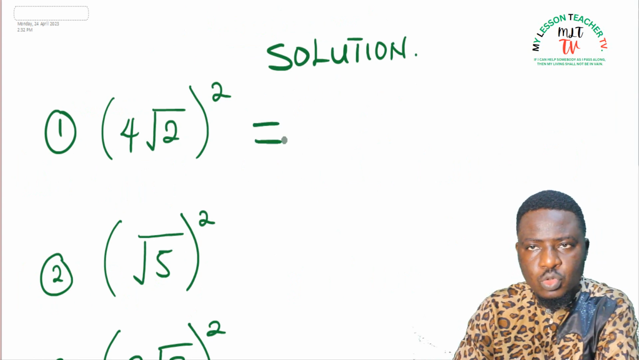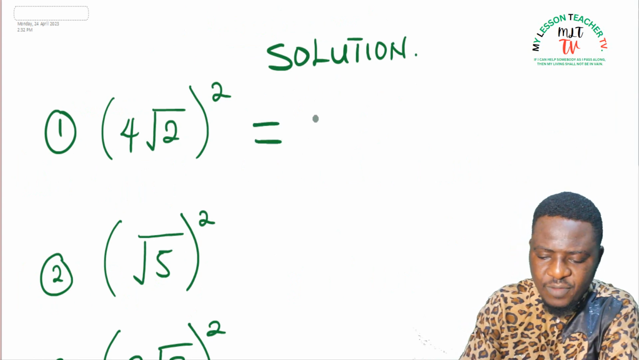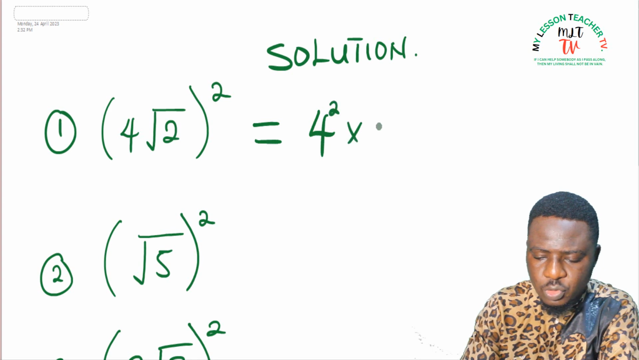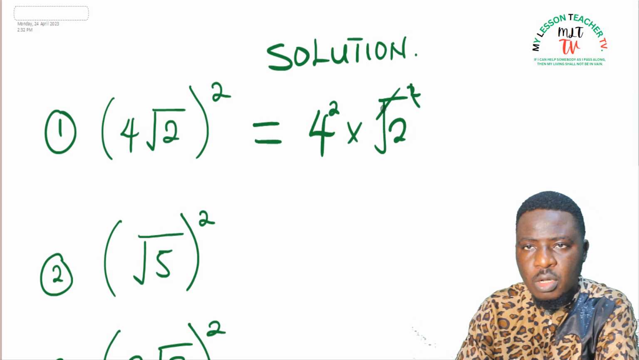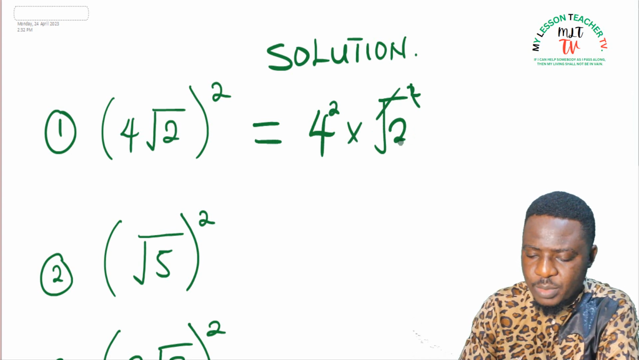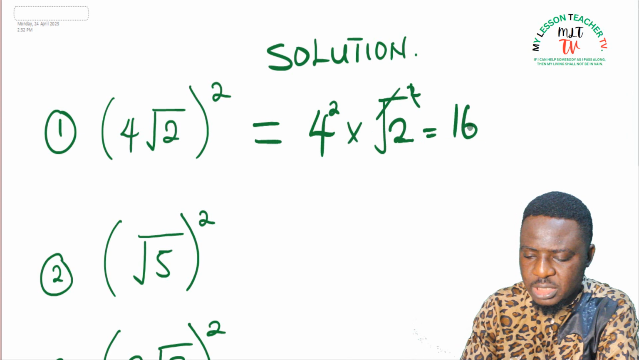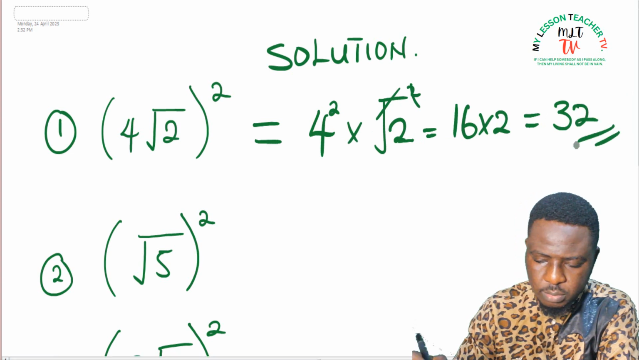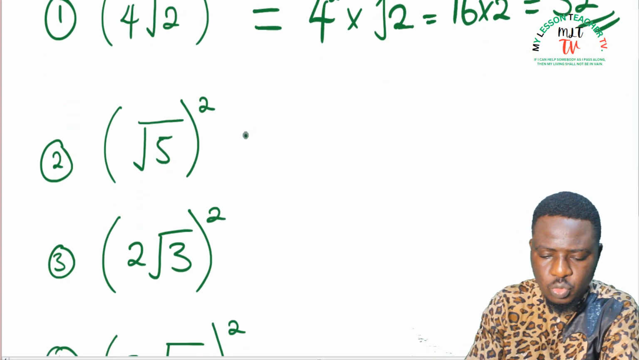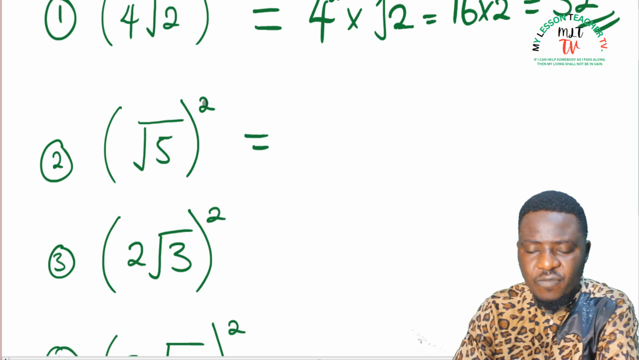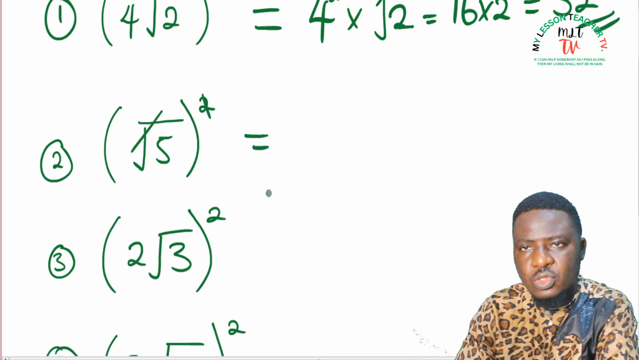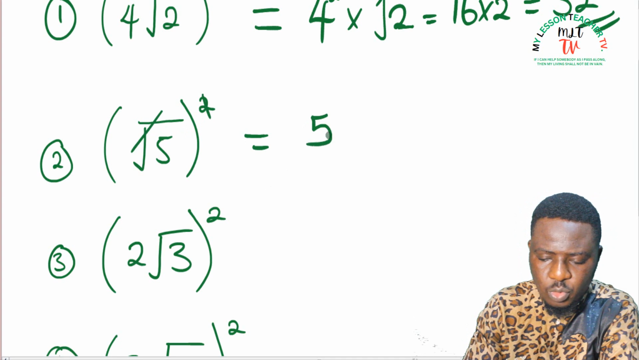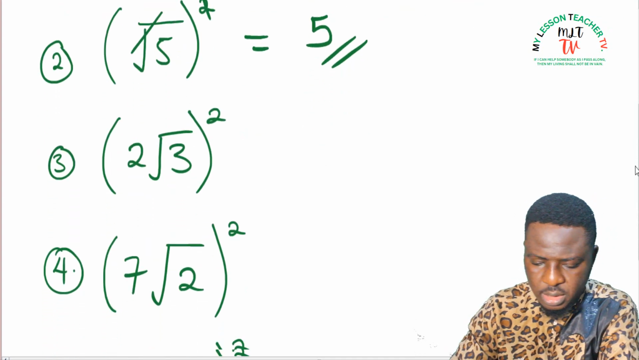Bracket 4 root 2 squared can be simplified to be 4 squared times root 2 squared. And the square root of a square is said to be that number, so that this becomes 16 times 2, and this is said to be 32. Number 2, root 5 squared. Square will cancel the square root, and you're left with what? 5. So 5 is your answer.